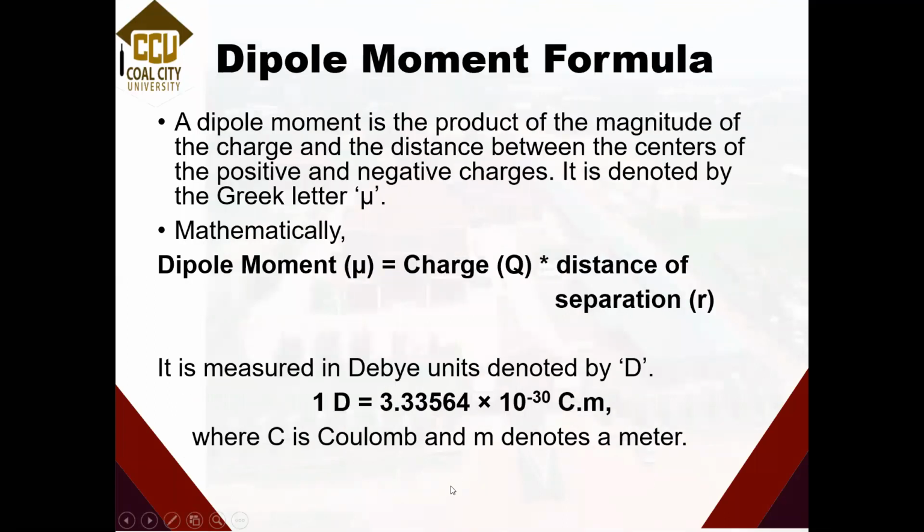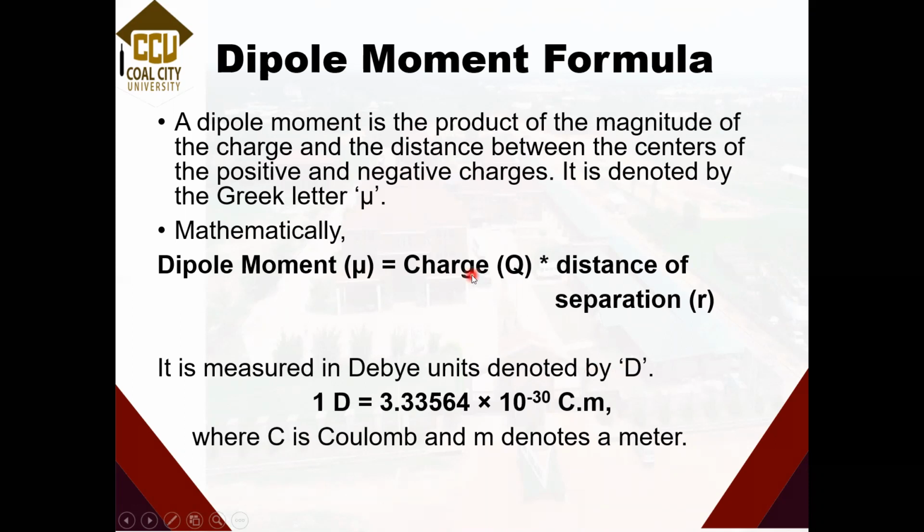Good. Now here you can see a formula, the mathematical representation of dipole moment. We represent it with this Greek letter. It's called mu. So dipole moment represented with mu is equal to charge, which we represent with Q, times distance of separation, which is R. So to calculate dipole moment is equal to charge times distance. Dipole moment equals charge times distance. And it is denoted in Debye by units, denoted by D. So whenever I want to measure dipole moment, we measure it in Debye.